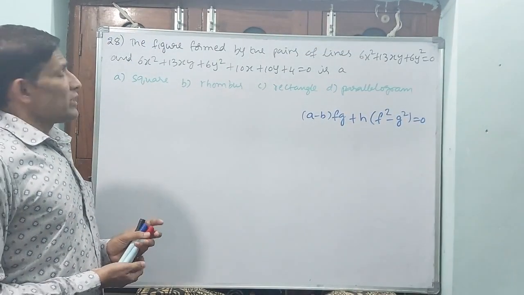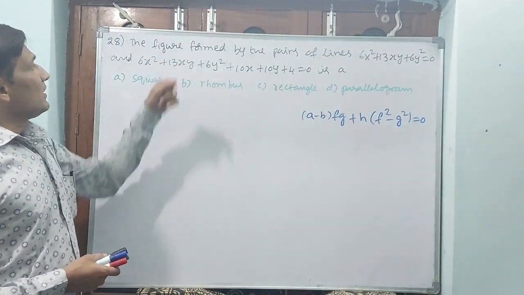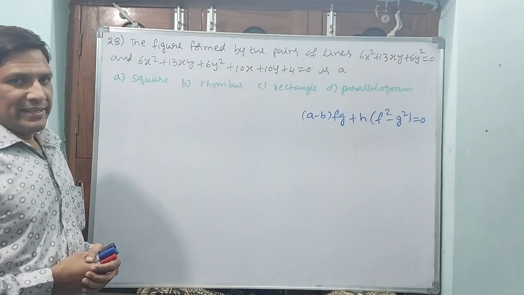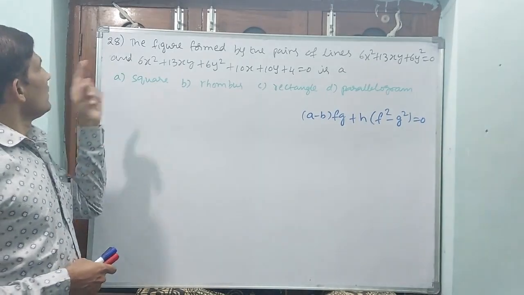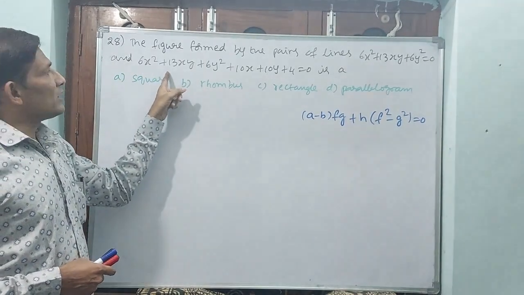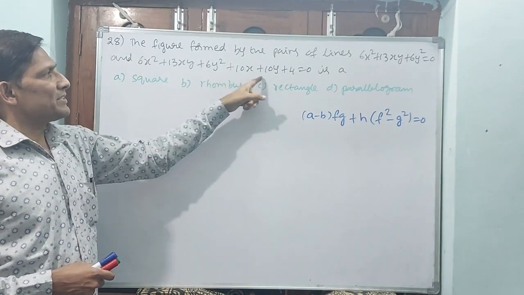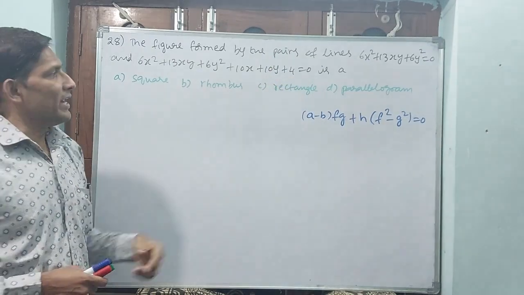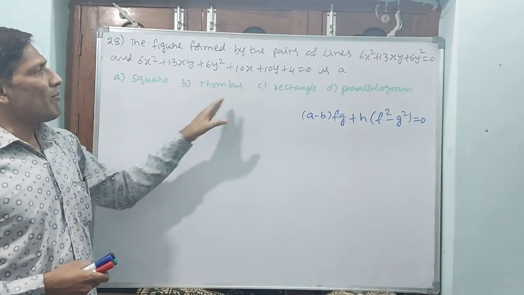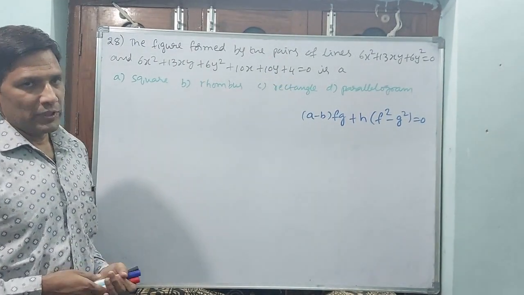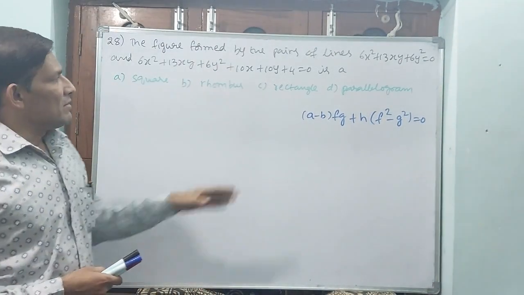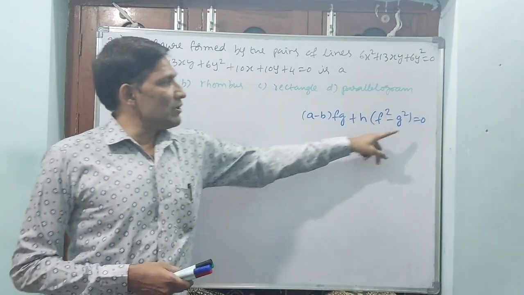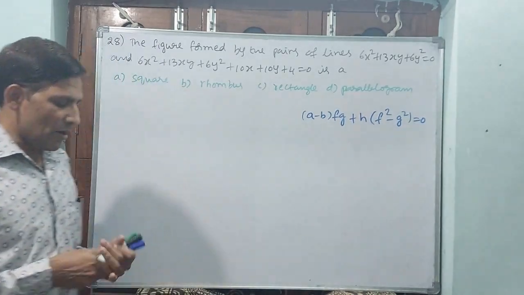See question number 28. The figure formed by the pair of lines 6x square plus 13xy plus 6y square equal to 0 and 6x square plus 13xy plus 6y square plus 10x plus 10y plus 4 equal to 0 is a square, rhombus, rectangle, parallelogram. Okay? Again, this formula I have written, this is for rhombus. If this is equal to 0 satisfies, then this is rhombus.